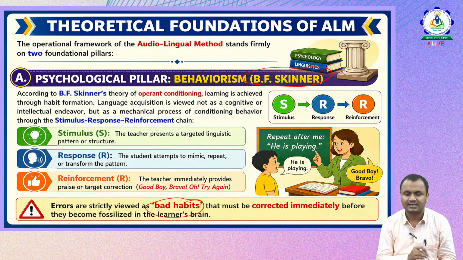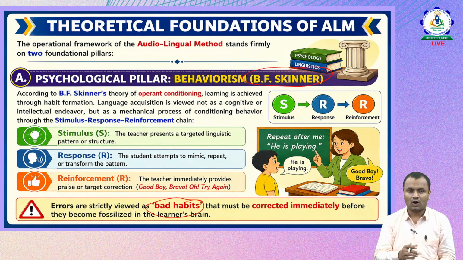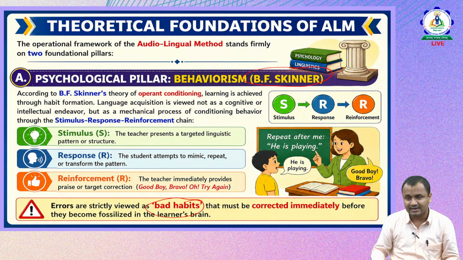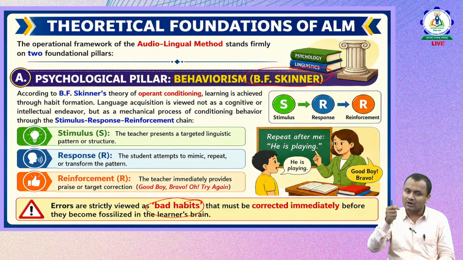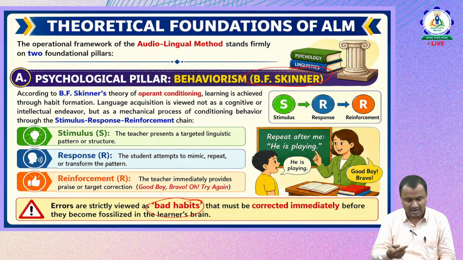Let's say I have written he is playing and the student reads it as he plays, or the student omits is. The sentence is he is playing, but the student reads it as he playing, omitting is while speaking. What will you do? If you do not ask the student to rectify or correct it immediately, that wrong reading, wrong writing will also become a habit. Because habit is all about practice or repetition of the thing.